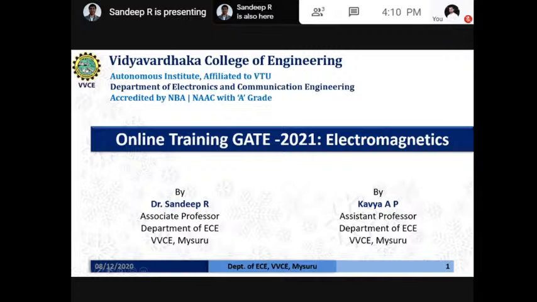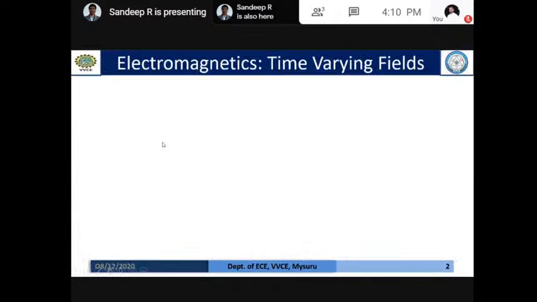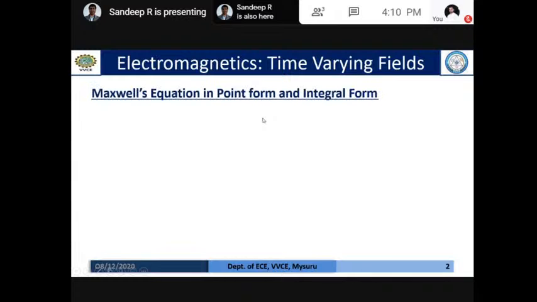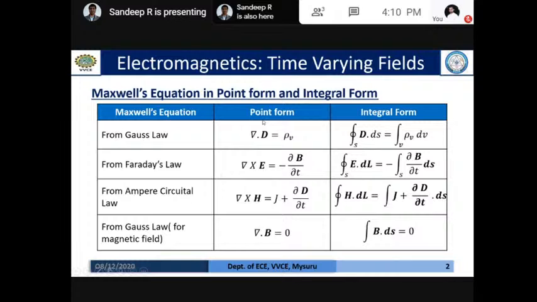Now we'll be starting with time varying fields. So we have seen Maxwell's equations for electrostatics and magnetostatics, that is static fields. We'll see the Maxwell's equations for the time varying fields now. So Maxwell's equations in point form and integral form. So this is for the time varying fields.